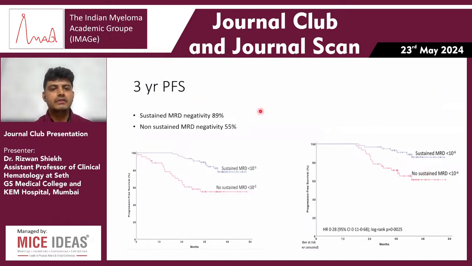The other thing which they have assessed is the 3-year PFS in patients who have sustained MRD negativity and those who don't have it. The patients who had sustained MRD negativity had a 3-year PFS of 89%. Those who did not have sustained MRD negativity had a PFS of around 55%. And this is valid at 10⁻⁵ and 10⁻⁶ levels.